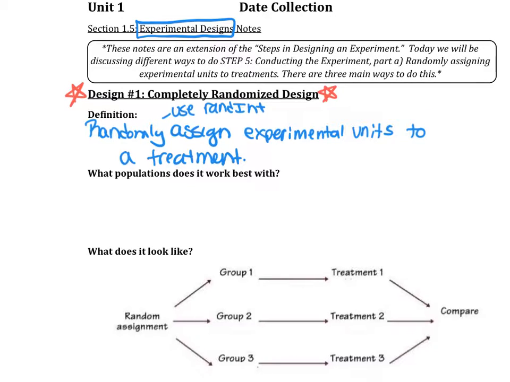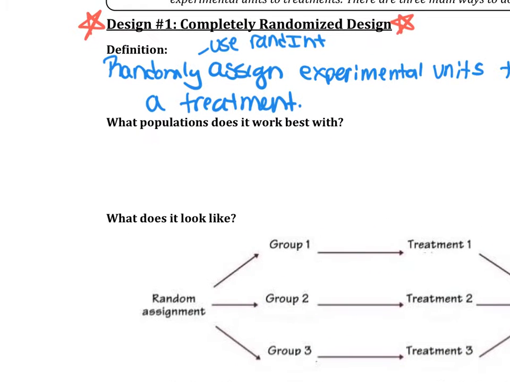So you have your big group of people that you're going to experiment on, then you're randomly putting them into the different treatments that you're dealing with. So just completely randomized. Have your group, randomly split them up. So some populations that this method works best with are homogeneous populations, or populations where the individuals are similar in some way. Homogeneous populations where the experimental units are similar.